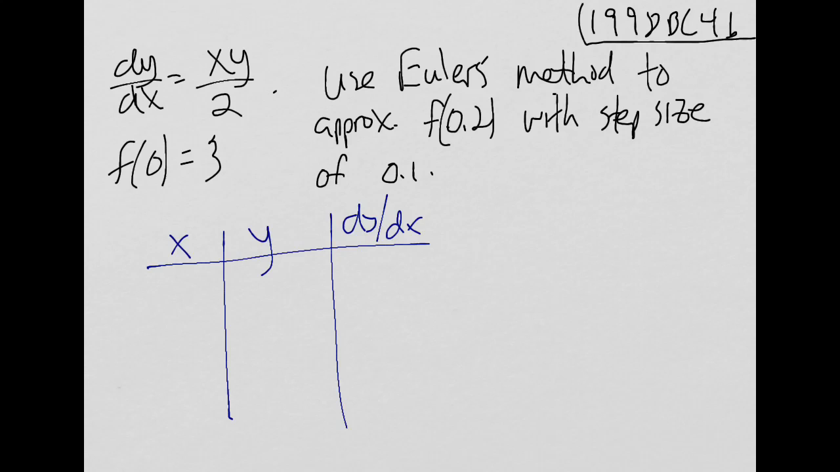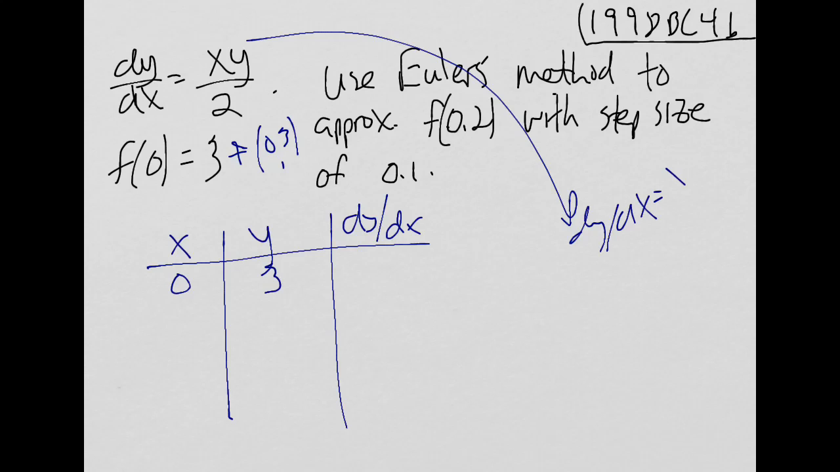So this tells me that my first x, y value is 0, 3. So make x equal to 0, y equal to 3, and then I find dy dx. So I used my formula here, dy dx equals xy over 2. So when I plug in 0, 3, I get 0 times 3 over 2, which is 0. So my slope there is 0.